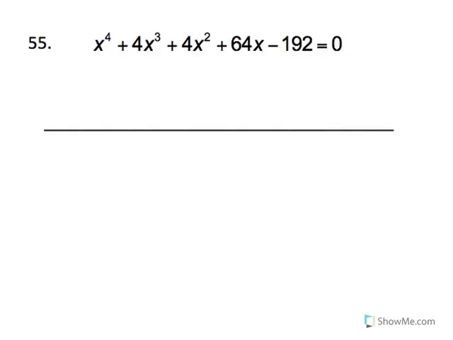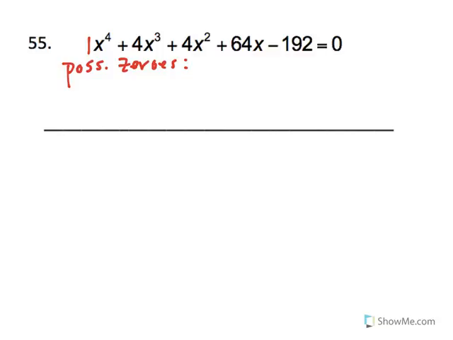Number 55, the directions are the same as 54, which is to solve each equation by finding all roots. Now this is a fourth power function. So again, we need to start by listing the possible zeros first. The number in front is 1, so we don't need to worry about dividing by the factors of 1. So the possible zeros will come only from the 192.